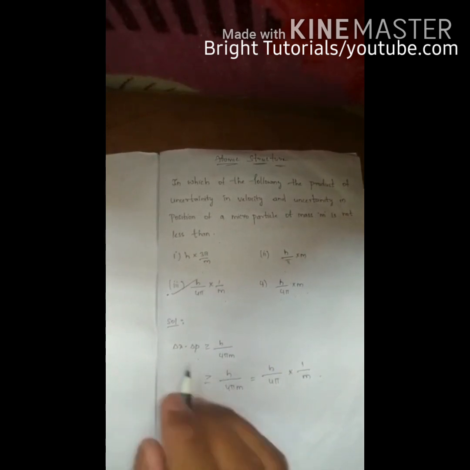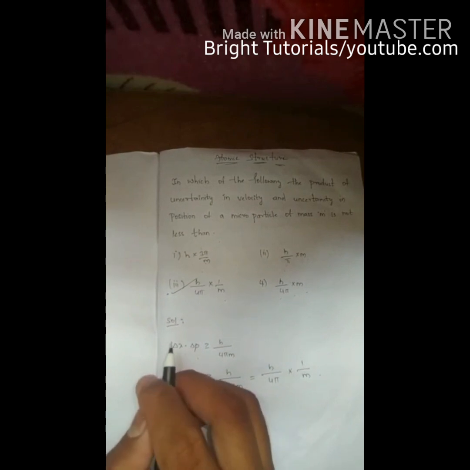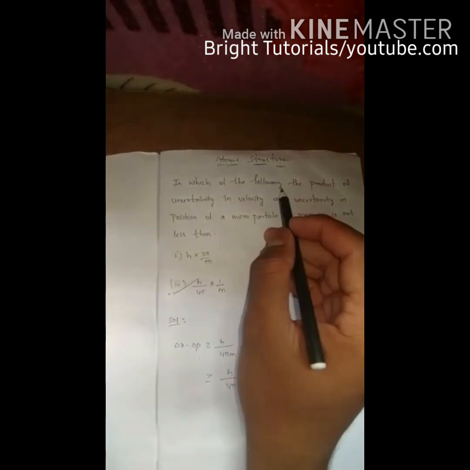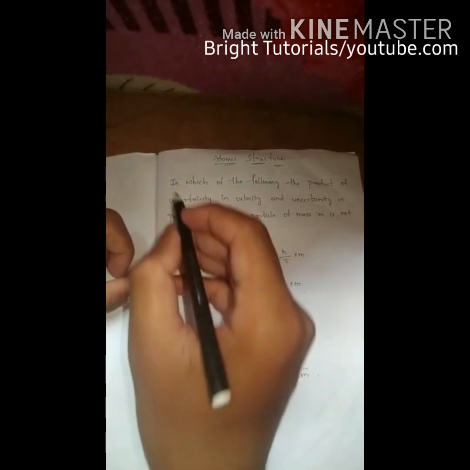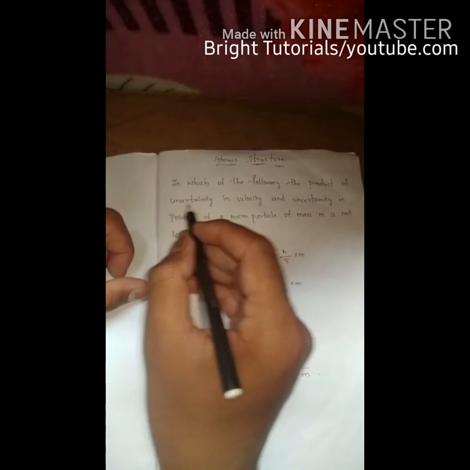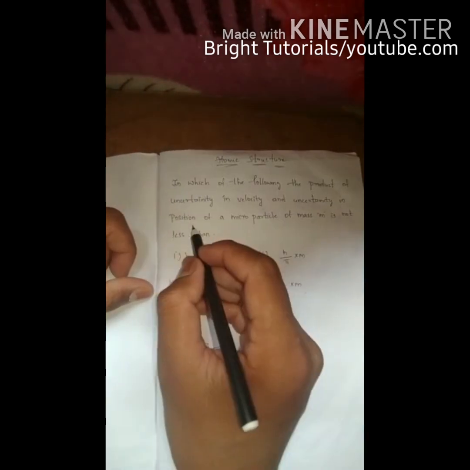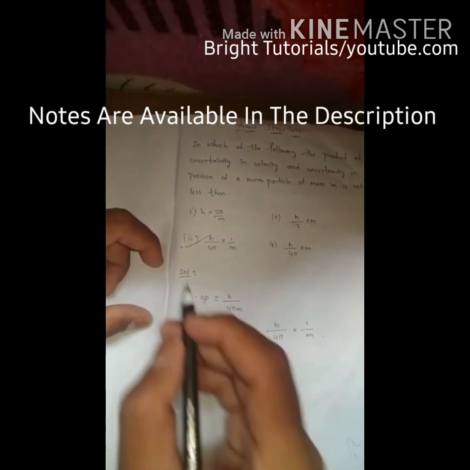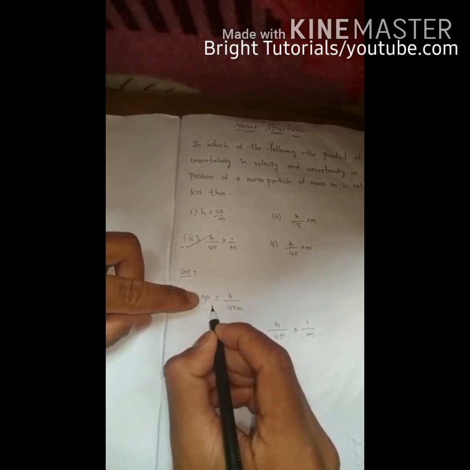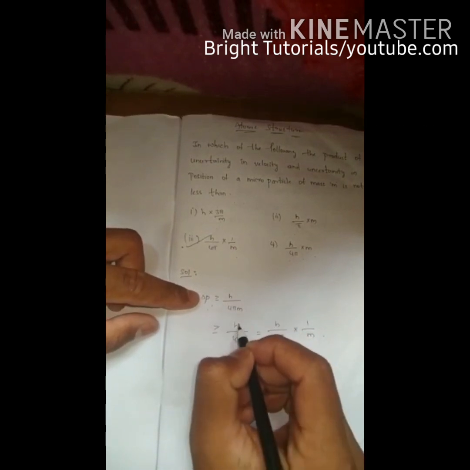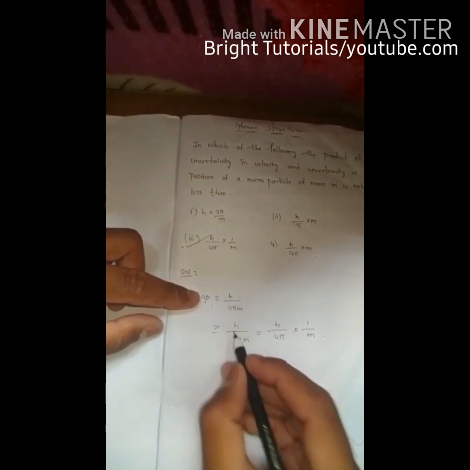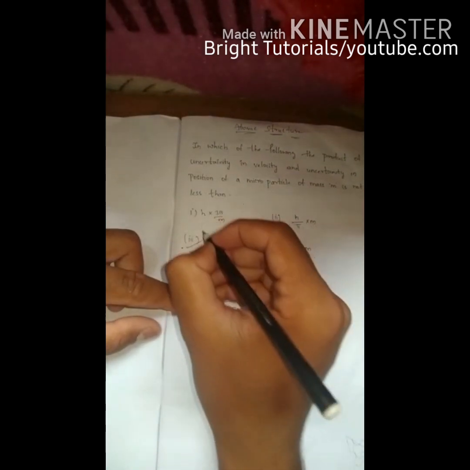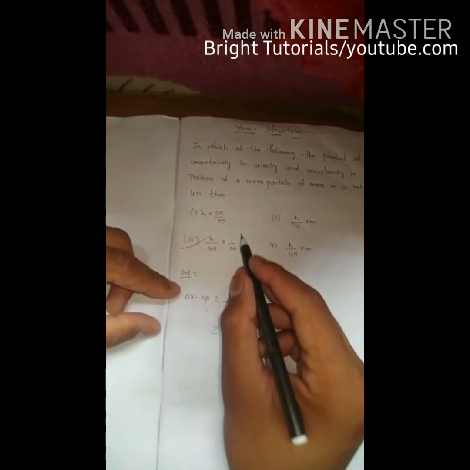Today we will be going through the subject chemistry and the topic is atomic structure. Now let us solve some of the questions based on previous EAMCET papers. So first of all, atomic structure. So let's see the first question. In which of the following products the uncertainty in velocity and uncertainty in position of a microparticle of mass m is not less than? So we know that the formula is delta x into delta p is greater than or equal to h by 4 pi m, which can be split into h by 4 pi into 1 by m.